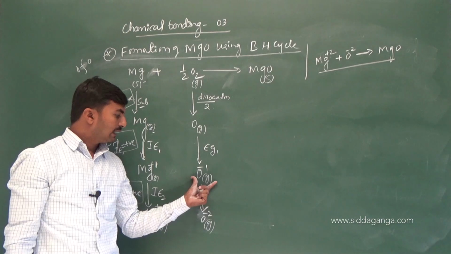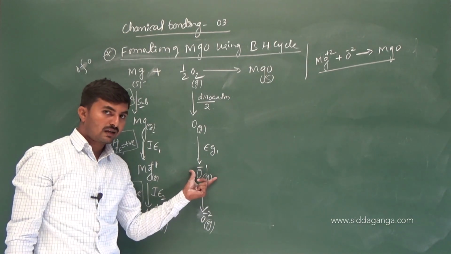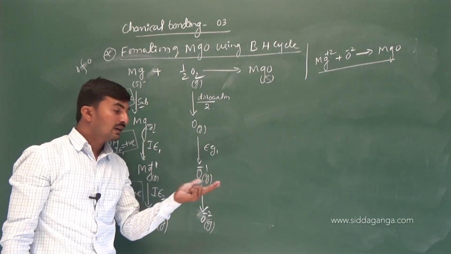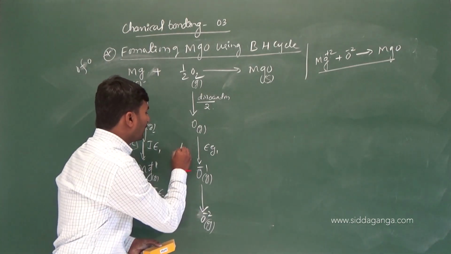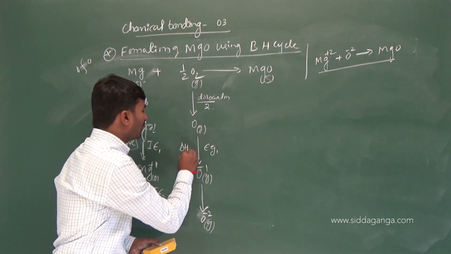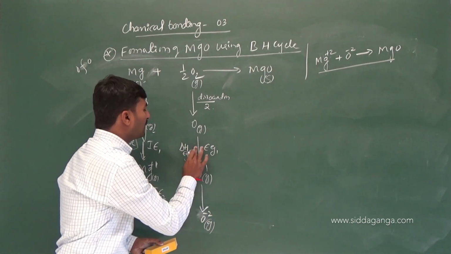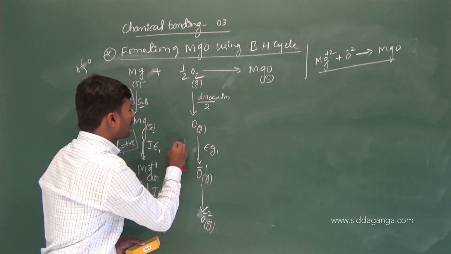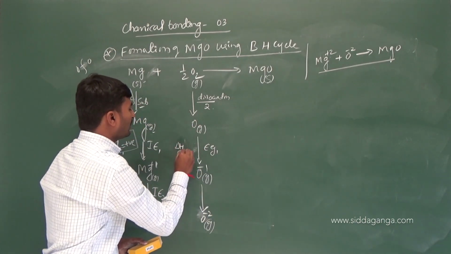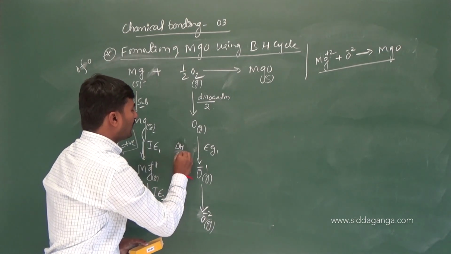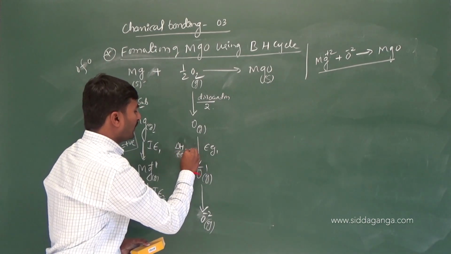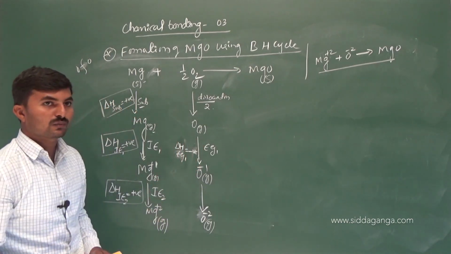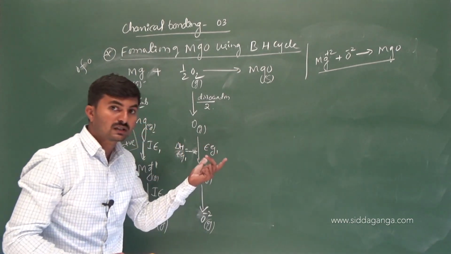We said earlier that when an electron is added into a gaseous atom, an amount of energy is released. Since it is released, here delta H, the electron gain enthalpy 1, will be negative. You must remember this. Delta H electron gain enthalpy, first electron gain enthalpy is negative, not positive, because energy is released during the reaction.